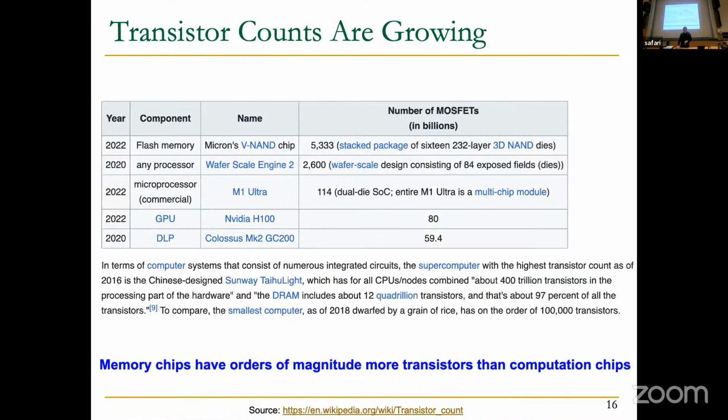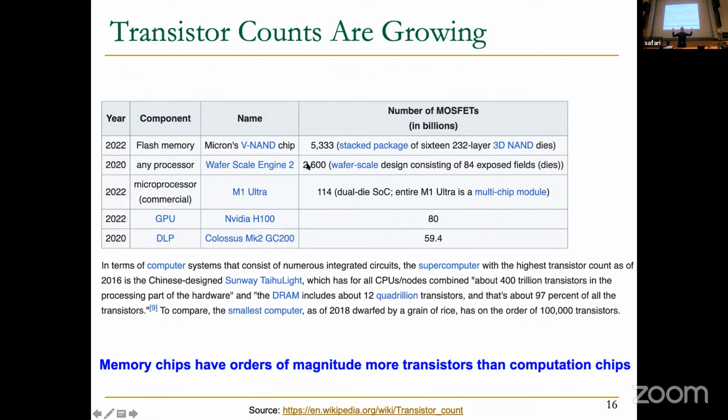And I actually went to Wikipedia to see what Wikipedia has to say about transistor counts. And as expected, Wikipedia told me that compute chips are interesting. They have lots of transistors. But if you look at memory chips, they have orders of magnitude more transistors and other structures in them. So you can see that this is a flash memory. This is a single chip, 5.3 billion transistors in a three-dimensional stacked flash memory. That's much larger than the wafer scale chip.